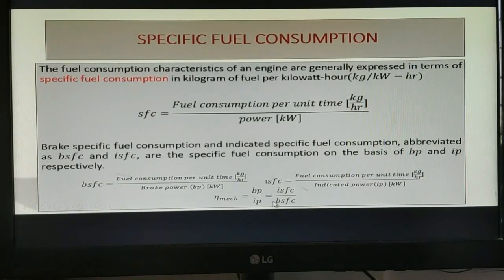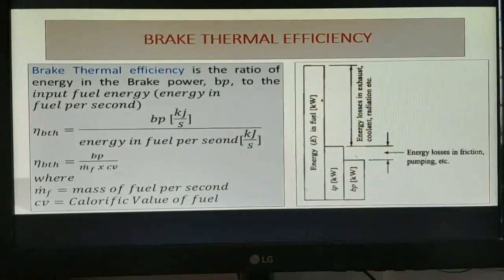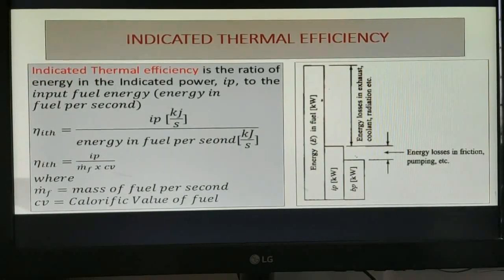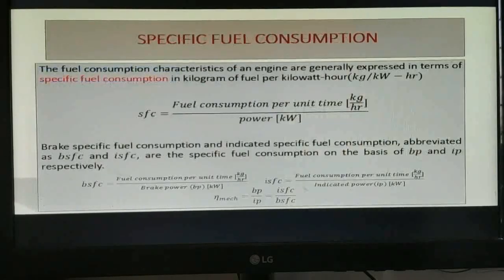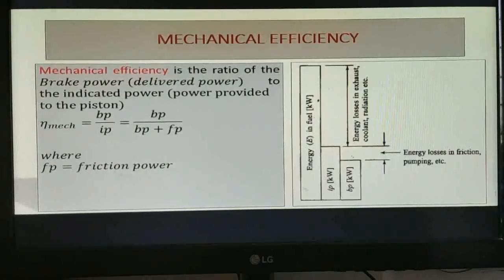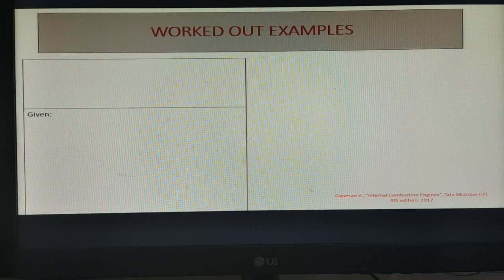So now we have seen the parameters: indicated thermal efficiency, brake thermal efficiency, specific fuel consumption, in that the brake specific fuel consumption and indicated specific fuel consumption, and mechanical efficiency as I told you right now. And mechanical efficiency is the ratio of brake power upon indicated power. Now we'll solve some numericals, so you will get an idea of how to calculate the performance parameters that we have studied up till now.